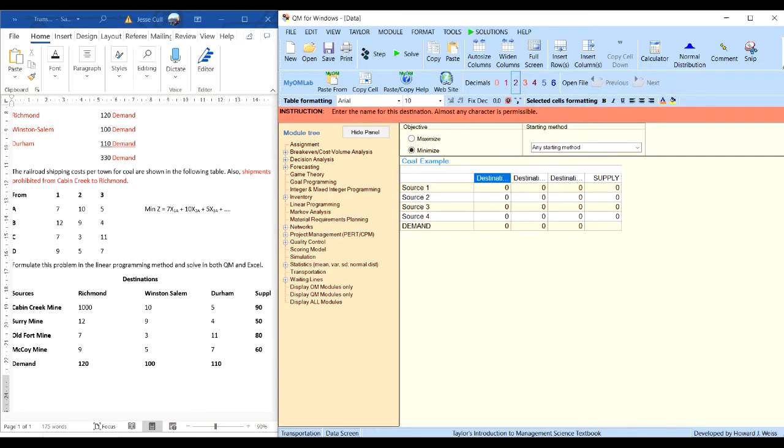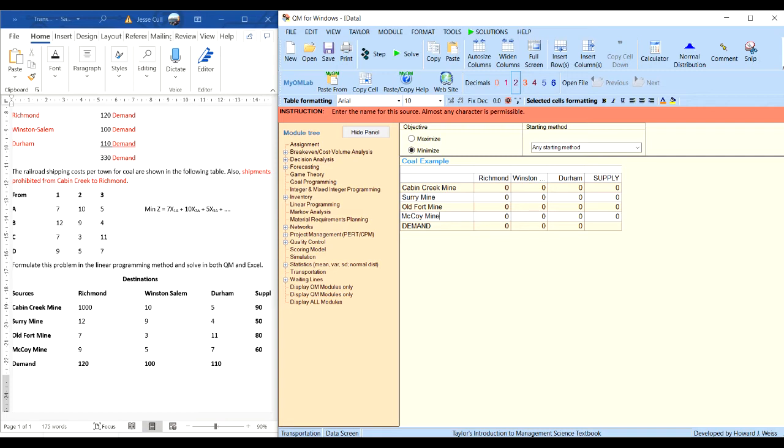As always, we're going to enter our key information in here just for simplicity. Source 1, Cabin Creek Mine. Source 2, Surrey Mine. Old Fort Mine, and McCoy Mine.